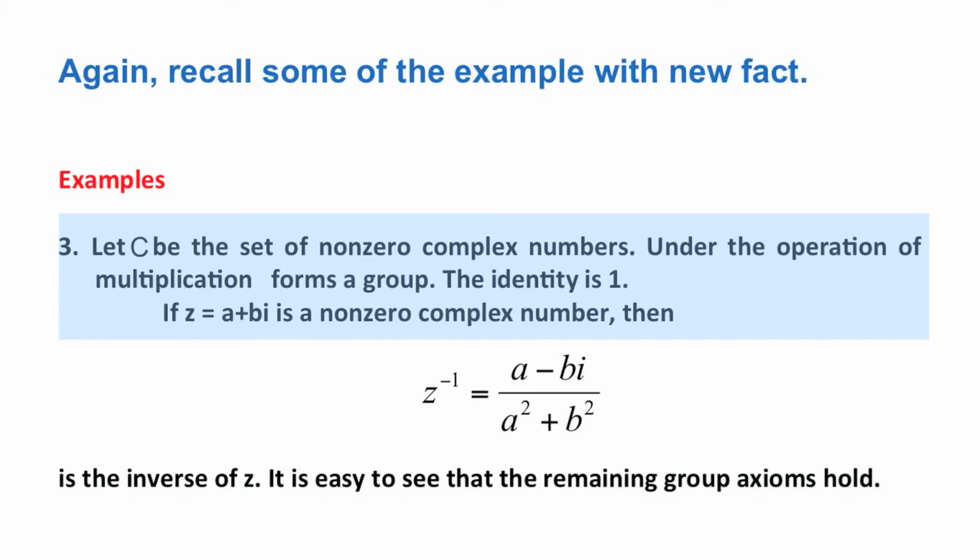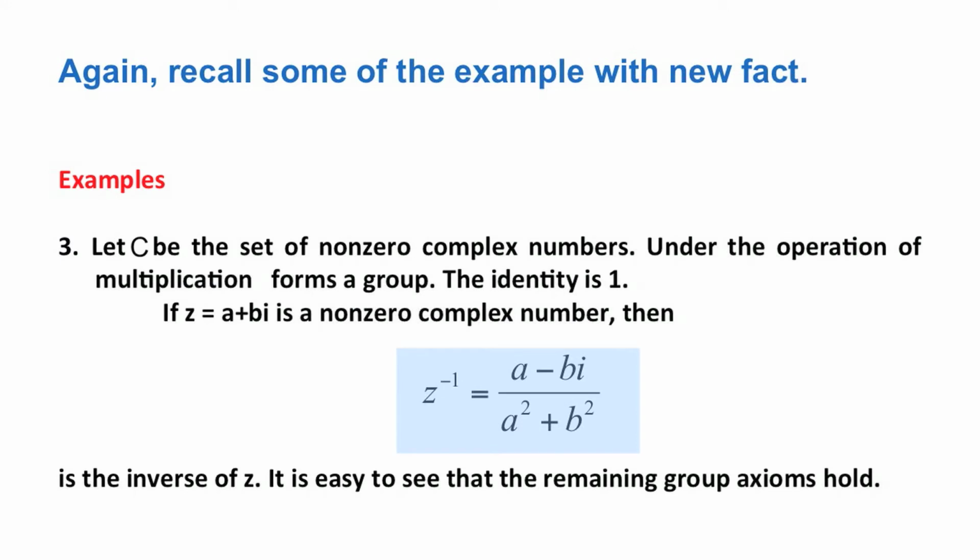Let C star be the set of non-zero complex numbers. Under the operation of multiplication, C star forms a group. The identity is 1. If z equals a plus bi is a non-zero complex number, then z to the power minus 1 equals (a minus bi) divided by (a square plus b square), which is the inverse of z. It is easy to see that the remaining group axioms hold.